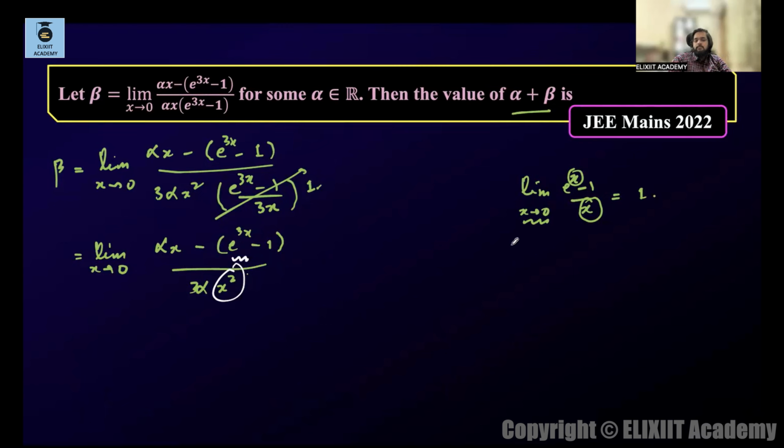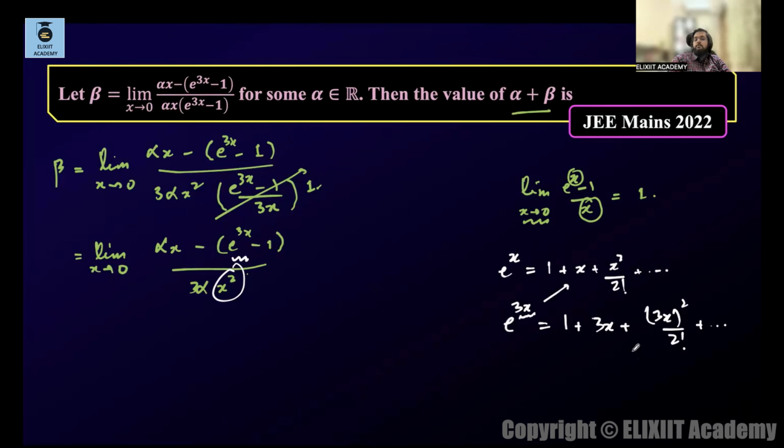What is the expansion of e raised to the power of x? Once again, I'm telling you, expansions are extremely important. You need to learn expansion. E raised to the power of x is 1 plus x plus x square by 2 factorial and so on. So you just need only the first 3 terms till x square, right? So what is the expansion of e raised to the power of 3x? In the place of x, you simply replace by 3x. So 1 plus 3x plus (3x) whole square by 2 factorial and so on.